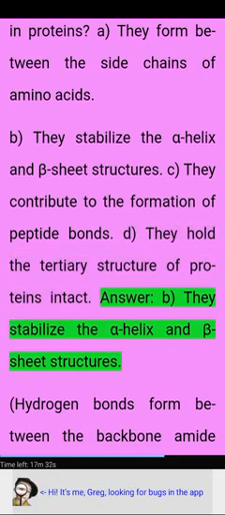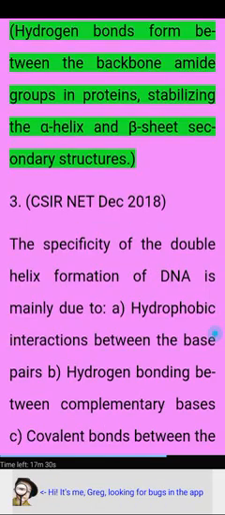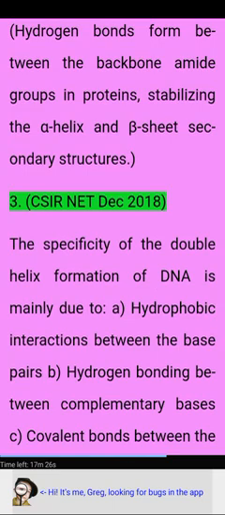Answer. B. They stabilize the alpha helix and beta sheet structures. Hydrogen bonds form between the backbone amide groups in proteins, stabilizing the alpha helix and beta sheet secondary structures. 3. CSIR NET December 2018.